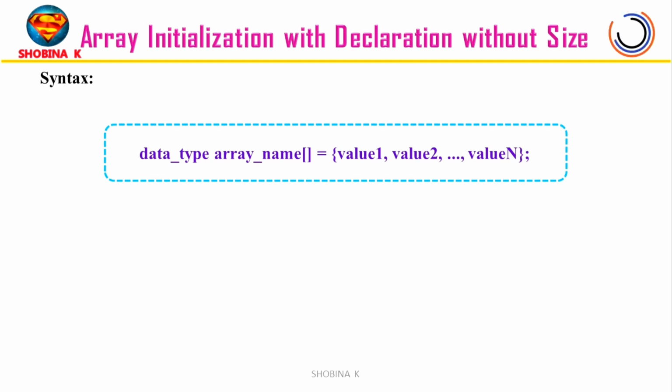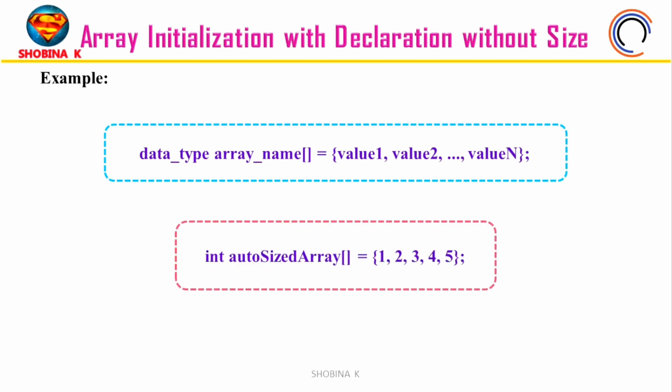And next we have the array initialization with declaration without size. Here the compiler automatically determines the size of the array based on the number of elements provided during initialization. And this is the syntax. Data type, array name, the square brackets, the size is left empty, equals value 1, value 2 up to value n. Data type refers to the data type of an element in the array. In this example, it is int for integers. Array name refers to the name given to the array.